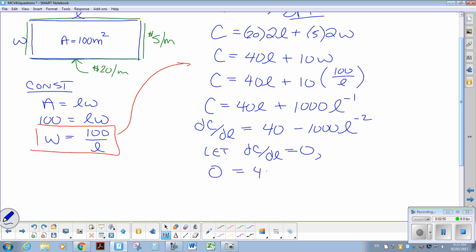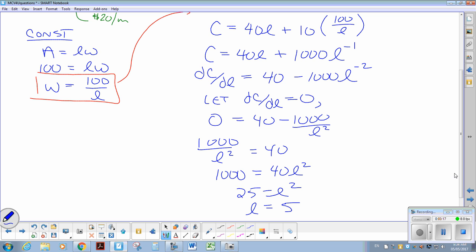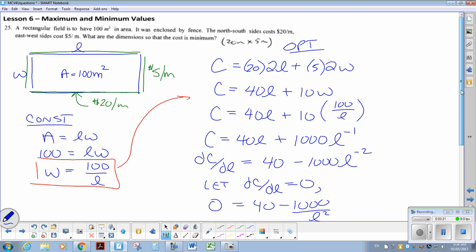To optimize, we let dC by dL equal 0. So 0 would equal 40 minus 1,000, and I'm going to go back to positive exponents, so it's over L squared. 1,000 over L squared equals 40. 1,000 equals 40 L squared. 1,000 divided by 40 comes out to be 25. Well, that's kind of handy. So that means L is going to be 5 meters of length.